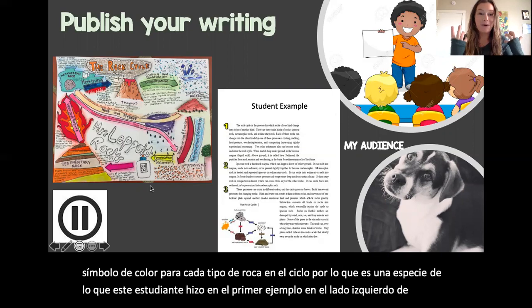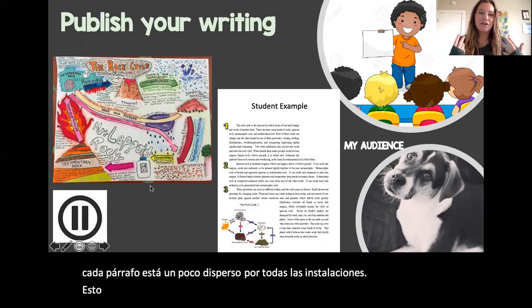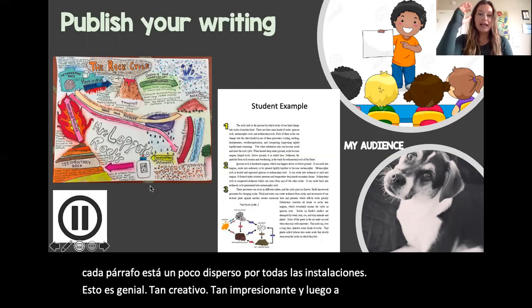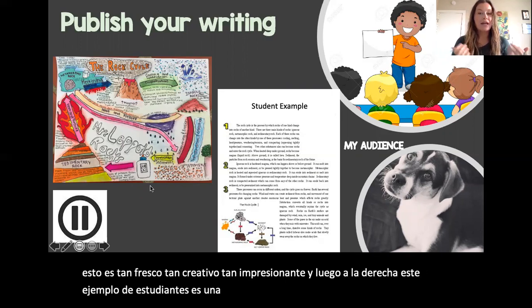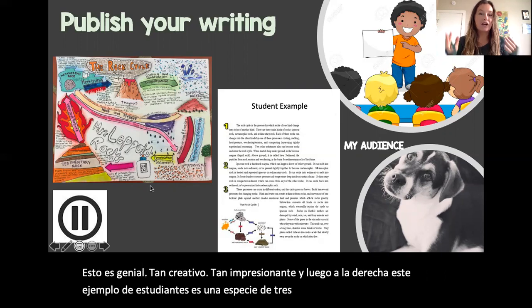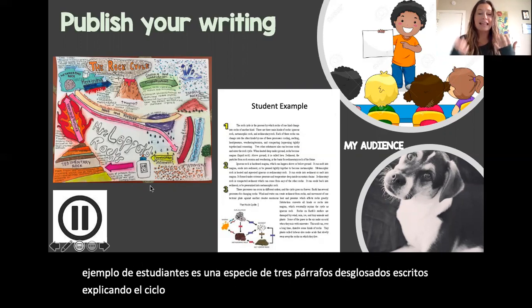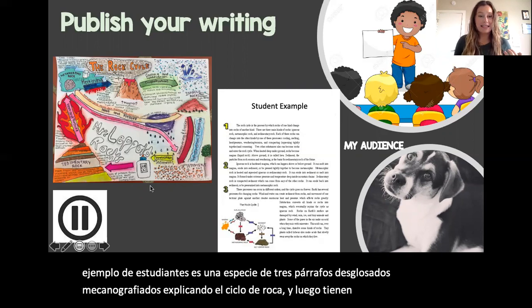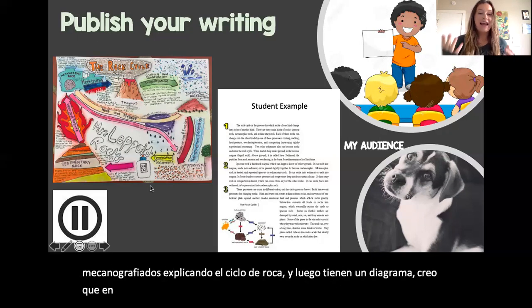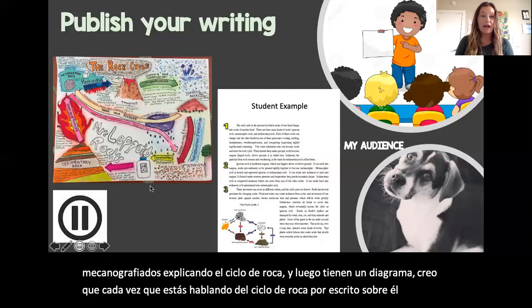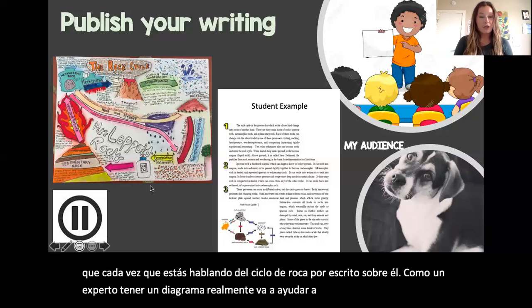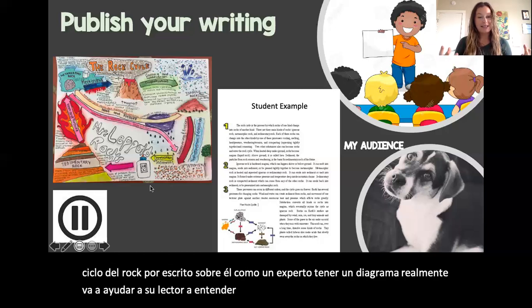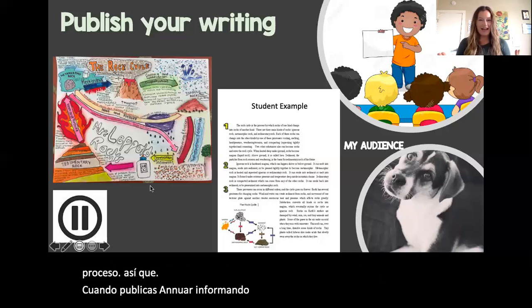This is so cool, so creative, so awesome. And then to the right, this student's example is kind of 3 paragraphs broken down, typed, explaining the rock cycle, and then they have a diagram. I think anytime you're talking about the rock cycle and writing about it as an expert, having a diagram is really going to help your reader understand the process. So when you're publishing and you're informing somebody about it, I would include a diagram along with your work.